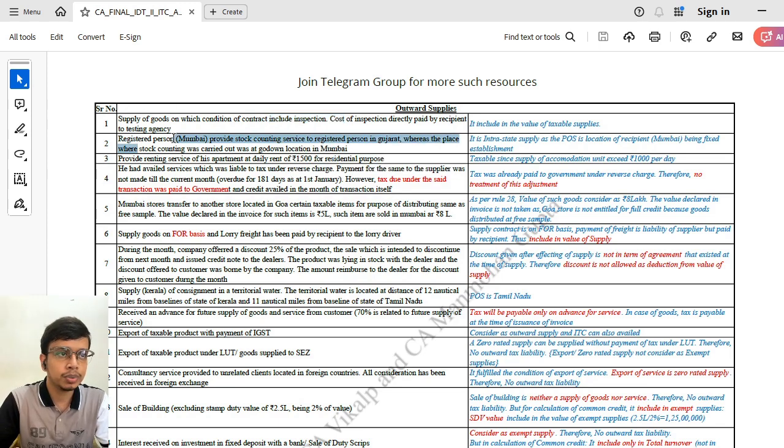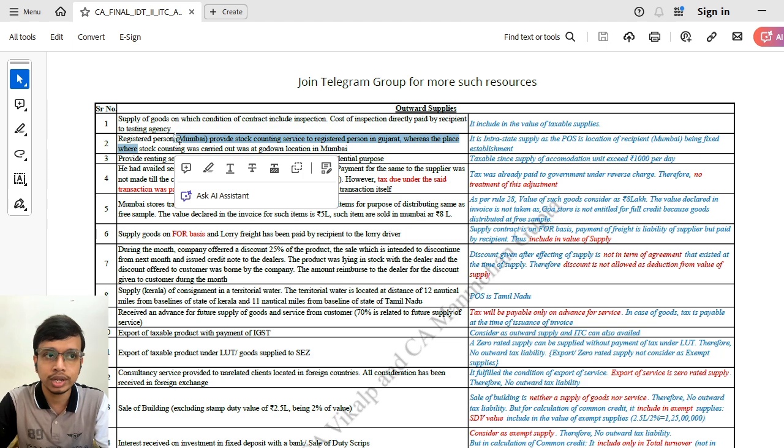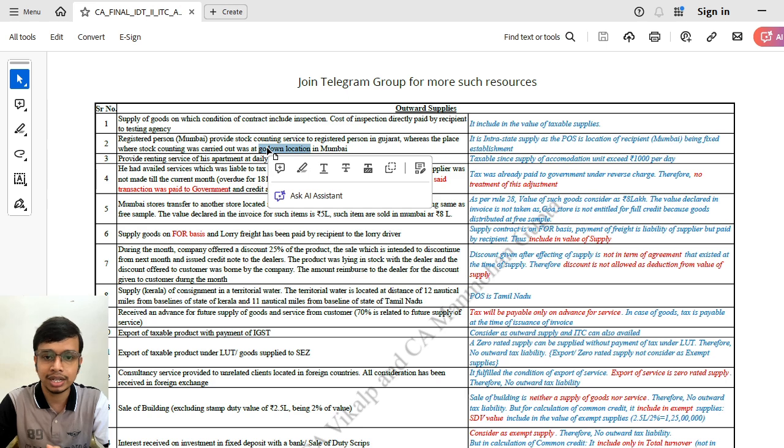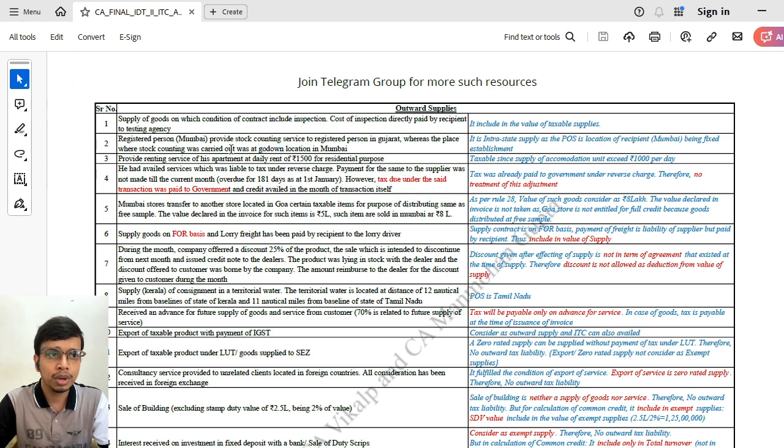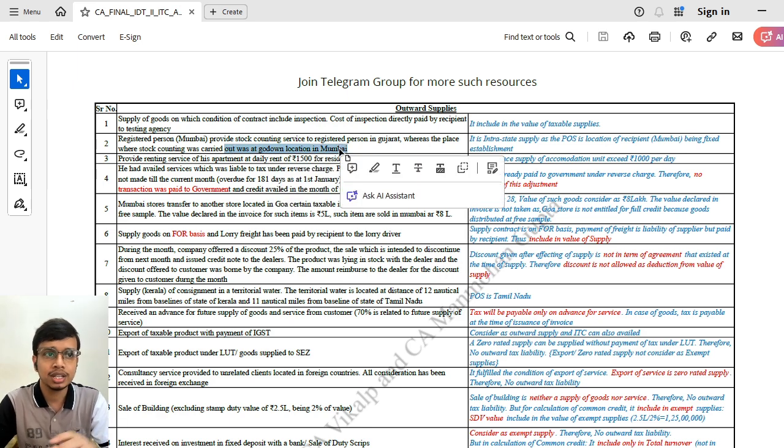Second point, a registered person from Mumbai provided stock counting services to a registered person of Gujarat, but the stock counting services are provided in Mumbai only, at the godown location. This is a contradicting point, but we have to follow the IGST Act only. As per the Act, as the fixed place of establishment is in Mumbai, as the godown is located in Mumbai, we have to consider the place of supply as Mumbai. You have to learn one thing: in this point, place of supply is considered as the place where the service has been performed or where the fixed establishment is, which is Mumbai here.